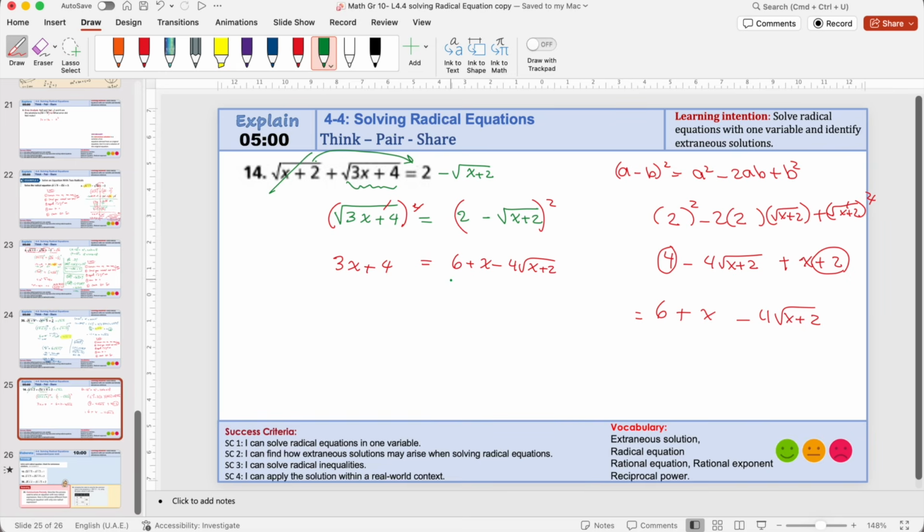So anyways, move the 6 to the other side, isolate the root. Again, where is the root? In the test, make sure you do know which term is the full term of the root. This whole term is the root term, so I need to isolate it. Take the 6 here, it's going to be negative 6. Take the x here, it's going to be negative x. So 3x minus 1x, that's 2x. 4 minus 6 is negative 2 equals, I'm changing the colors as I like, negative 4 root of x plus 2.